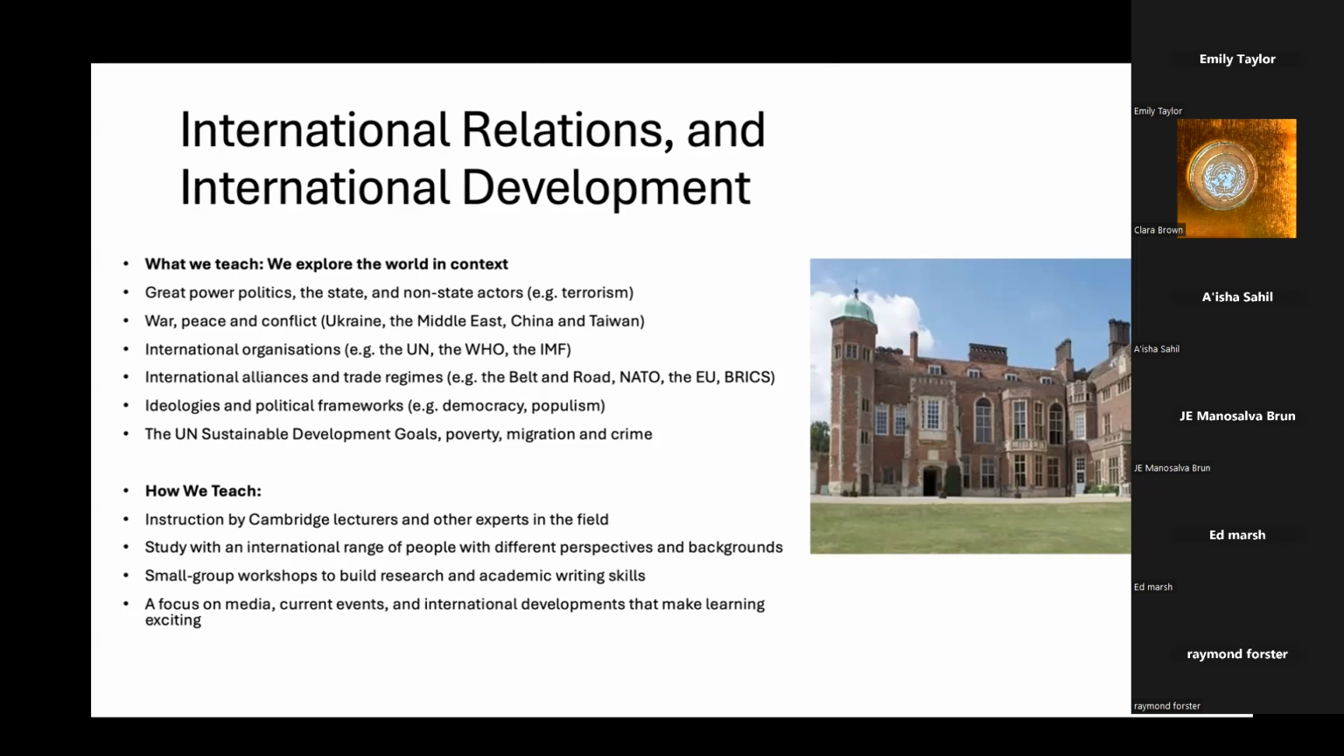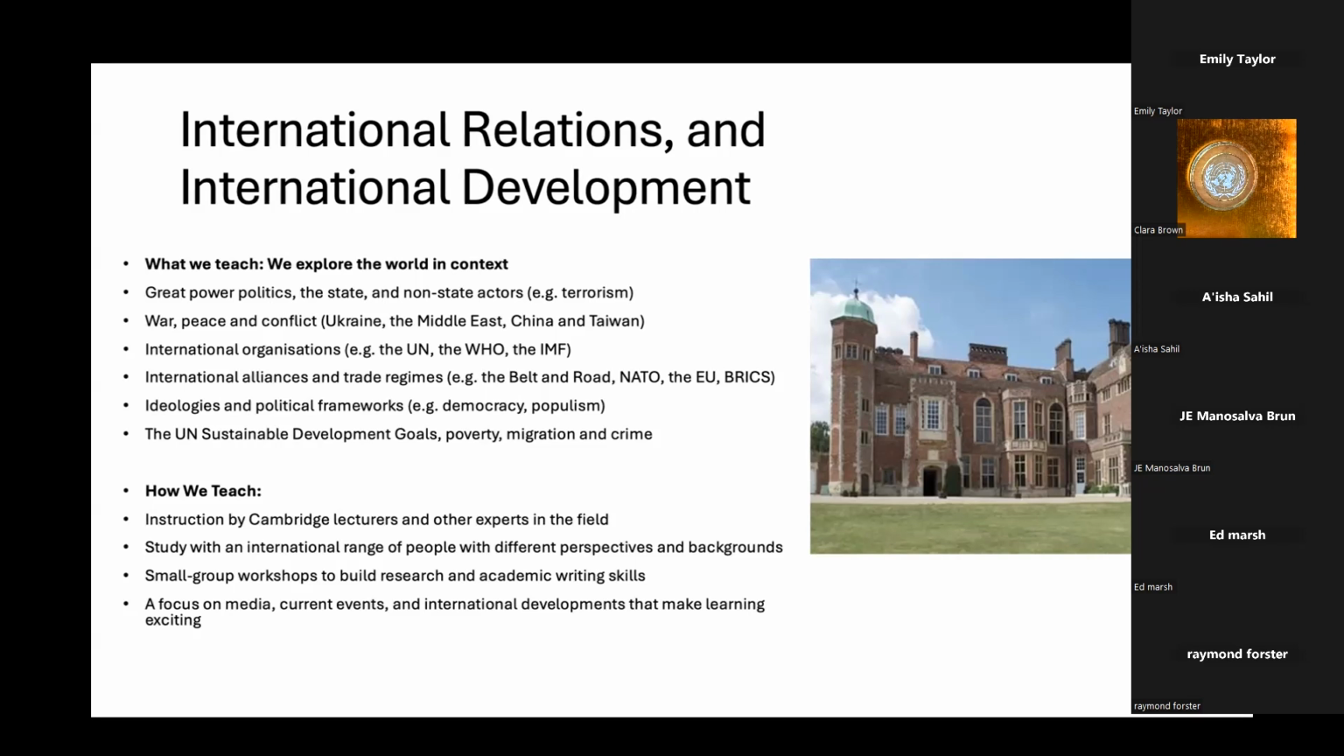So how do we teach? We have lecturers from throughout the university that come as guest lecturers because this is a topic that covers the world. So we do not try to hire somebody that just talks about all of these topics in one basket. We have guest lecturers that come in, they're specialists in their field.